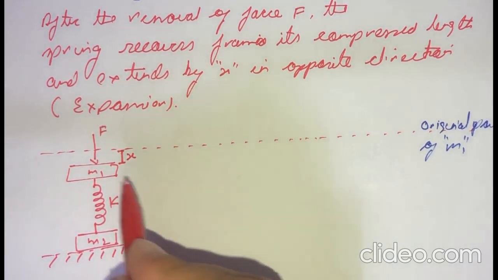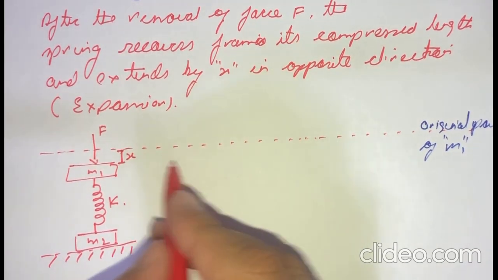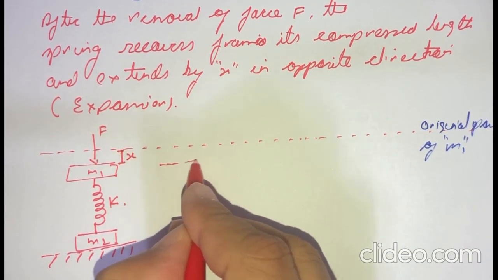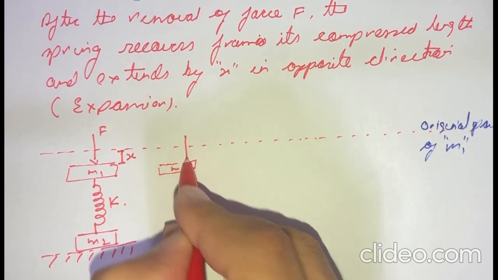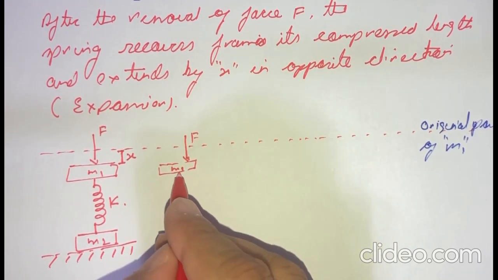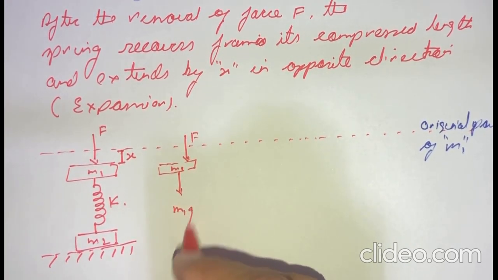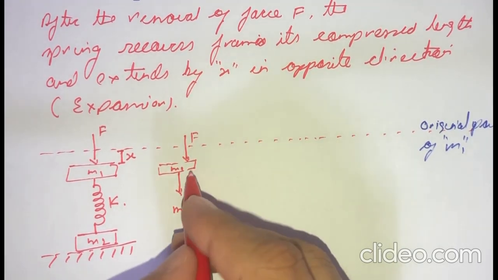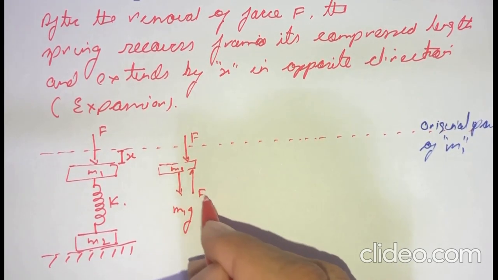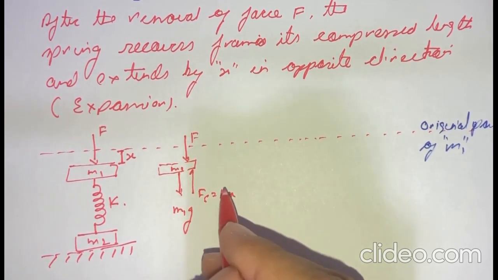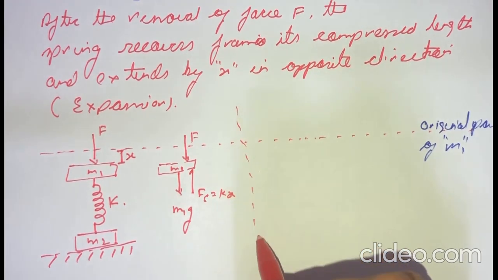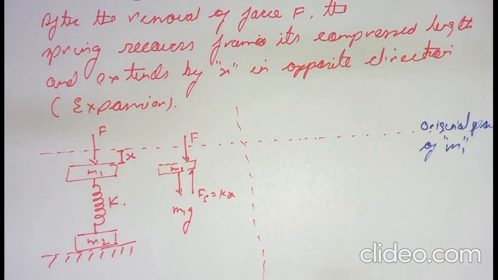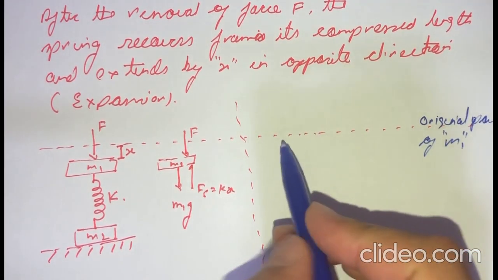Now if we draw the free body diagram for M1, force F will be acting in the downward direction. There will be M1G also in the downward direction, and there will be a force Fs which is equal to Kx in the upward direction. So these are the three forces acting when it is compressed. And similarly we can draw for the expansion also.